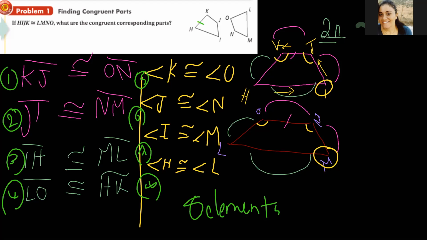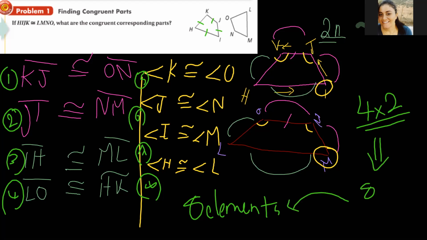How can I know how many elements? By counting. How many sides did I have? 4 sides. So if I have 4 sides, I just multiply 4 by 2. I get 8. So I can say that I have 8 elements. Is it clear, Huda? Yeah, teacher. Okay.